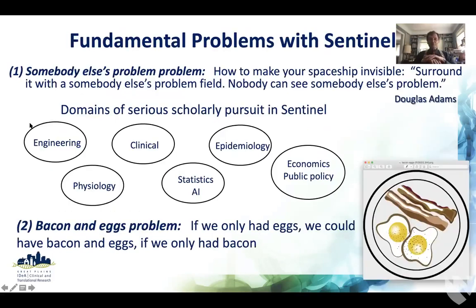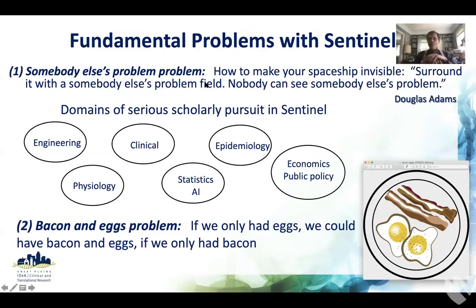Next slide. So where we are currently is that I think there are two fundamental problems. And the first is the somebody else's problem. For people that are Douglas Adams fans, you'll recognize the quote, but the way to make your spaceship invisible in the Hitchhiker's Guide to the Galaxy is you surround it with a somebody else's problem field, because nobody can see somebody else's problem.